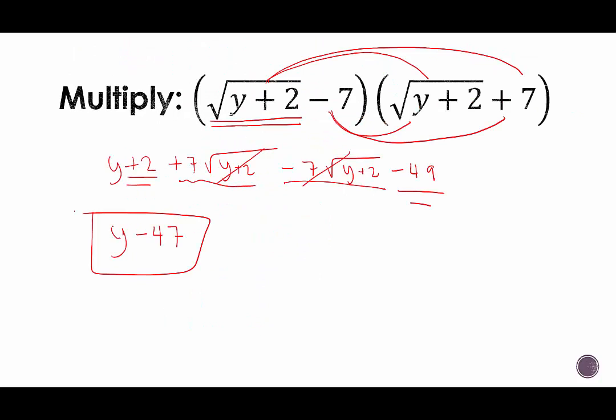The reason we actually lost the radical is because these two factors have a special relationship with each other. These two factors are called conjugates. Conjugates are when we have the same two terms, but with opposite sign between them. So A plus B and A minus B are conjugates of each other.